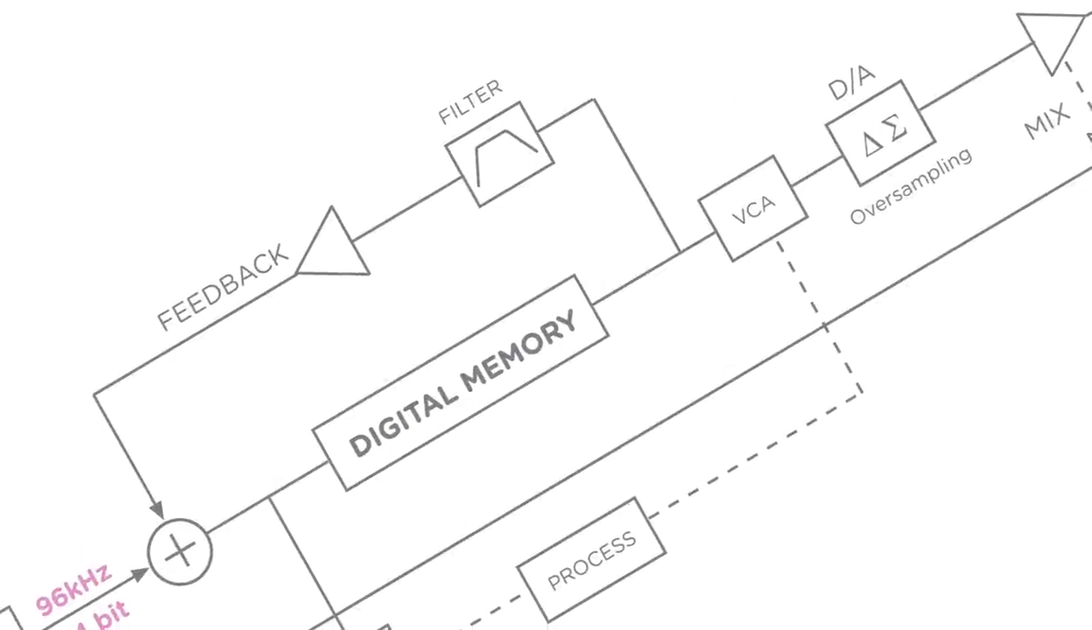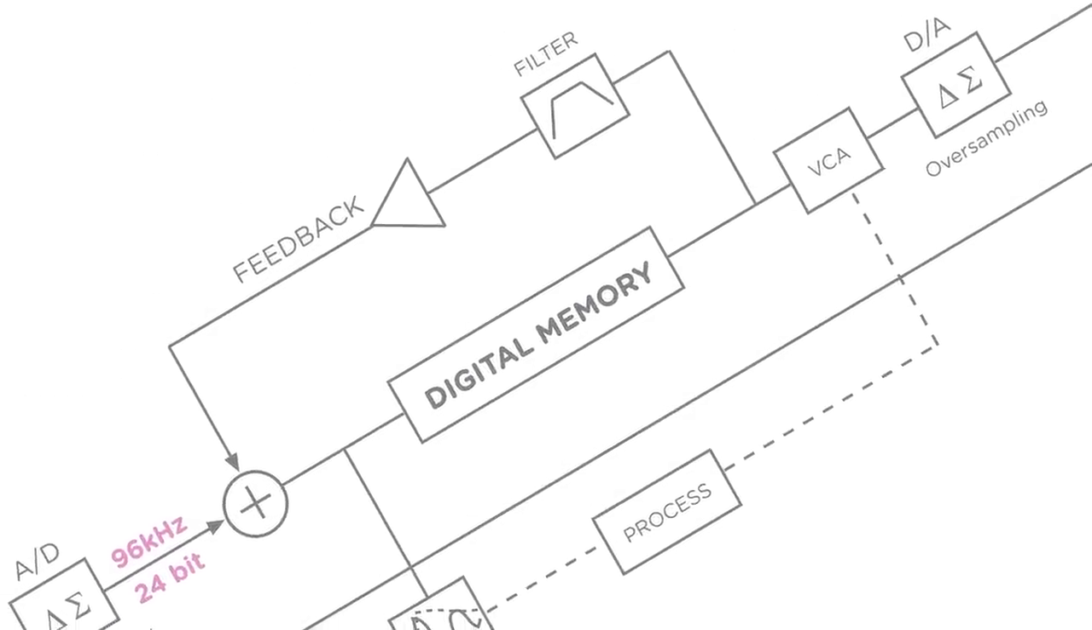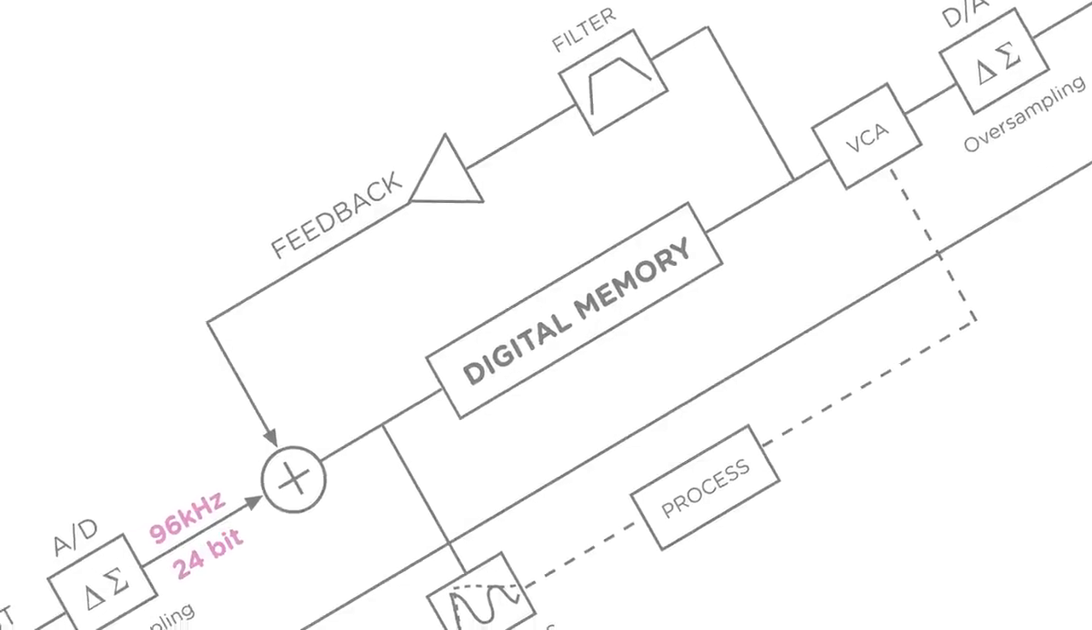Dig's 2496 algorithm uses the high-resolution converters running at 96 kHz and 24 bits to create a digital delay that faithfully recreates the input signal. We added a subtle dynamics block that allows the delayed signal to just sit underneath the dry signal while you're playing.